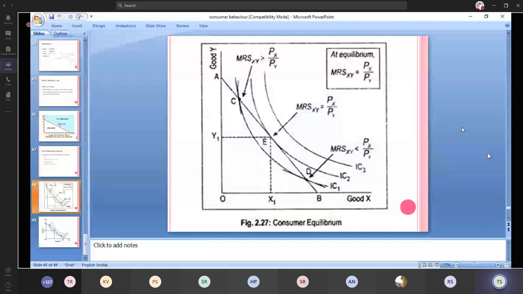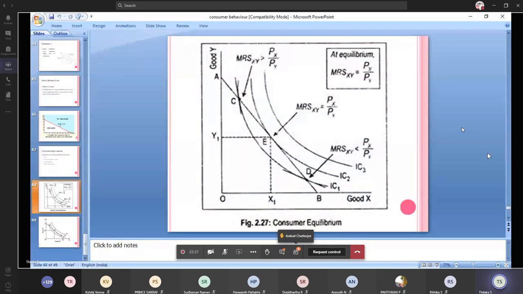I am asking one more question. If we have one more point on the IC3 curve, for example a point F, can the consumer choose point F as his equilibrium point? No, ma'am. Why not? Because it's above his income level. Yes, that is beyond his budget.